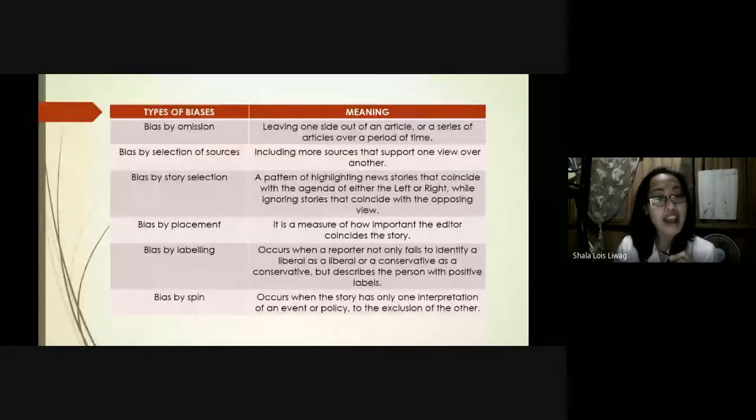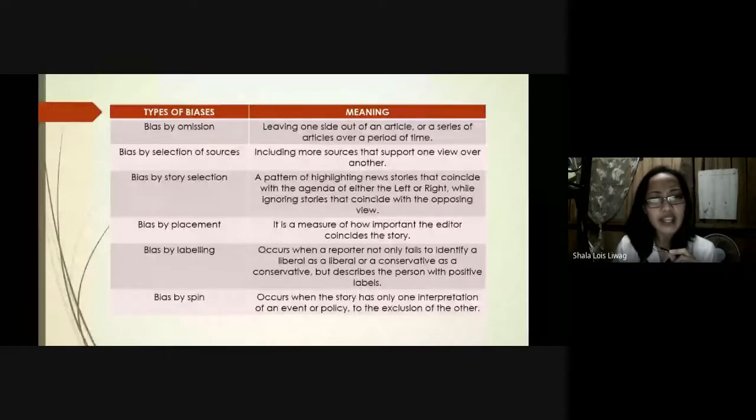Next, bias by selection of sources, including more sources that support one view over another. In this one, you add a source to support your argument or belief and make the other side lose face. An example of this is a person mentioning or claiming that other people or people in authority believe or support their narrative. Next, bias by story selection.